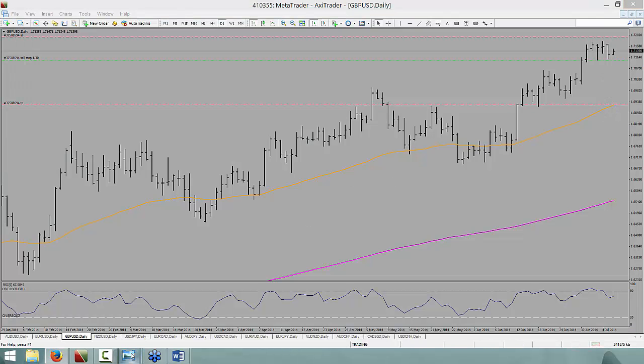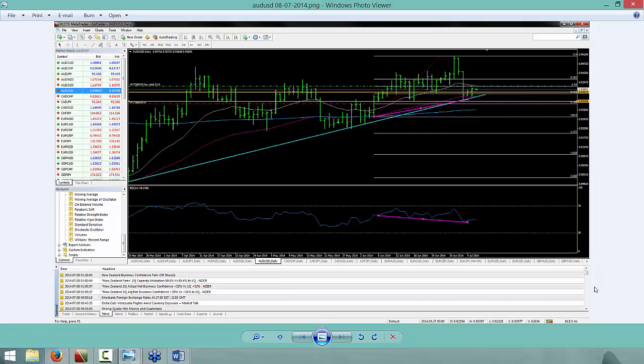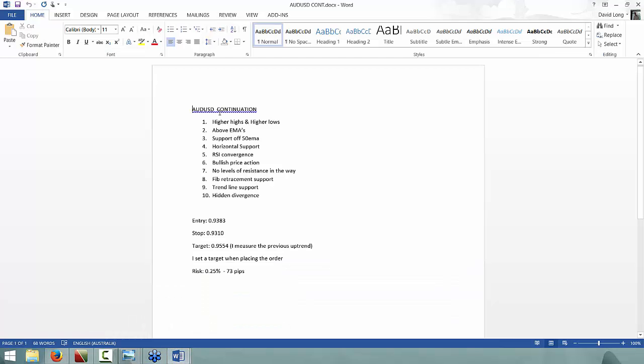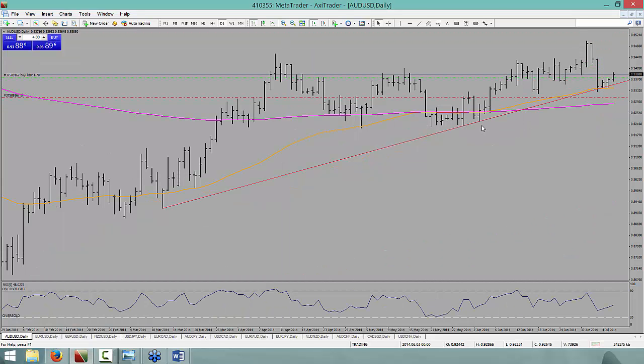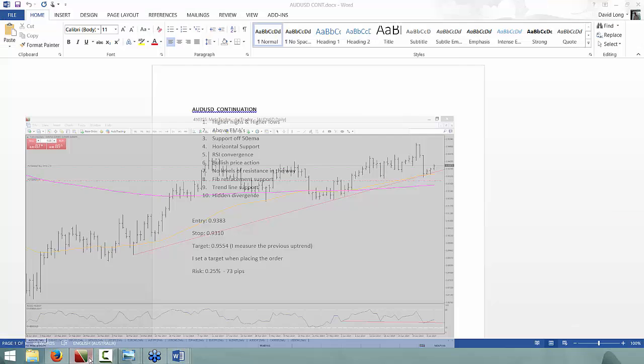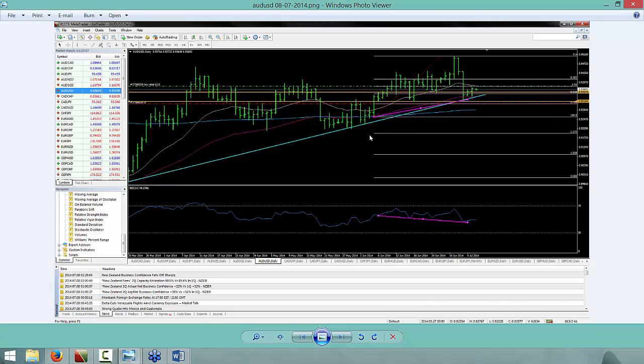Okay. Aussie dollar. And your higher highs above support, horizontal support, convergence, bullish, no levels, resistance, fib retracement, support, trend line, hidden divergence. Yeah, well, yeah, you could say that. If you're coming from this point here, it's around there somewhere. You've got hidden divergence. Yeah, from there to there. Okay.